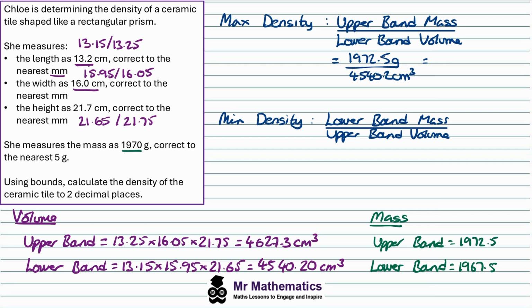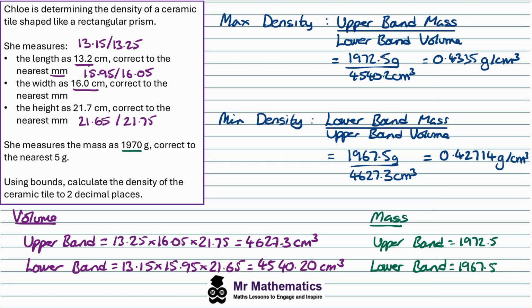And this gives us 0.4335 grams per centimeter cubed. And then for the minimum density, we want the lower bound of a mass, which is this one, divided by the upper bound of a volume, which is given here. When we work this out, we get 0.42714 grams per centimeter cubed.